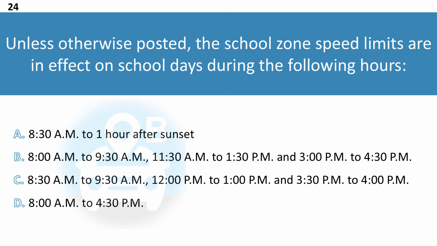Unless otherwise posted, the school zone speed limits are in effect on school days during the following hours. A. 8:30 a.m. to 1 hour after sunset. B. 8 a.m. to 9:30 a.m., 11:30 a.m. to 1:30 p.m., and 3 p.m. to 4:30 p.m. C. 8:30 a.m. to 9:30 a.m., 12 p.m. to 1 p.m., and 3:30 p.m. to 4 p.m. D. 8 a.m. to 4:30 p.m.